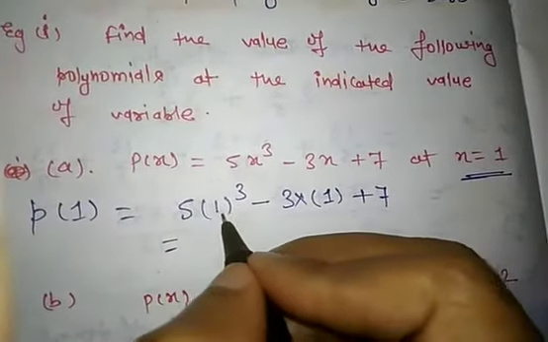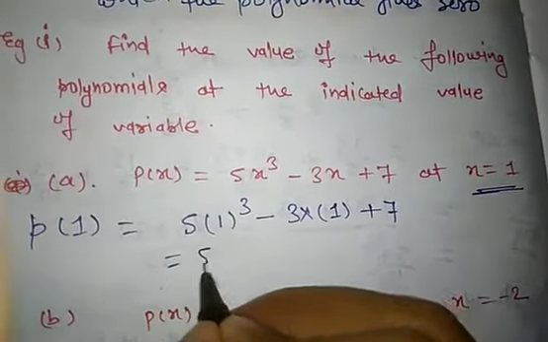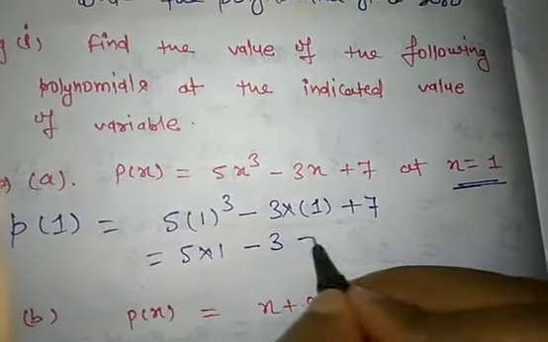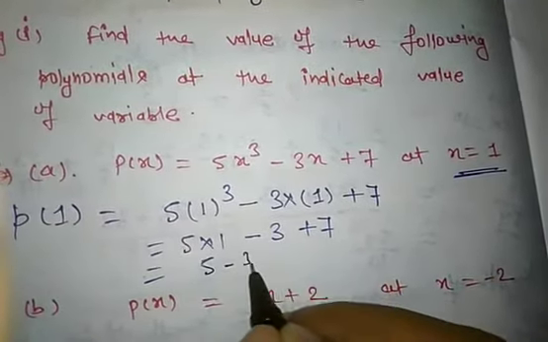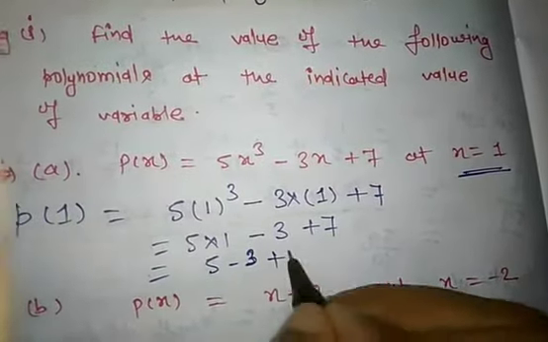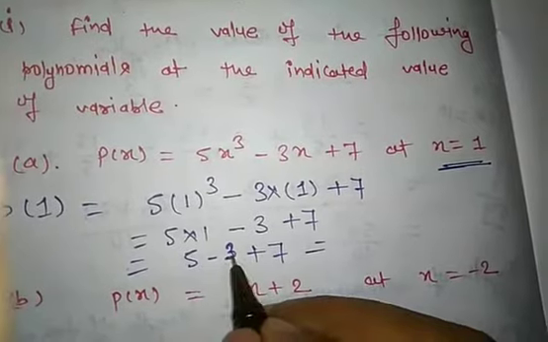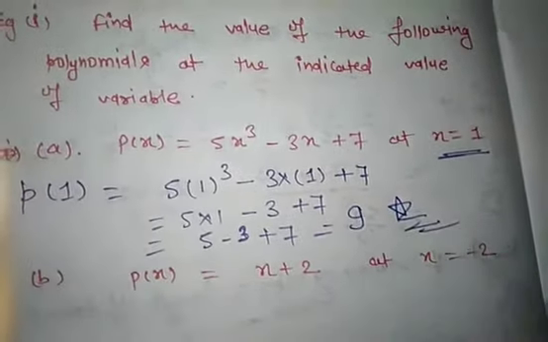Now the power: 1 cube, we got 1. So 5 minus 3 plus 7. We can simplify it. 5 minus 3 is 2, plus 7, we got 9. This is your answer.